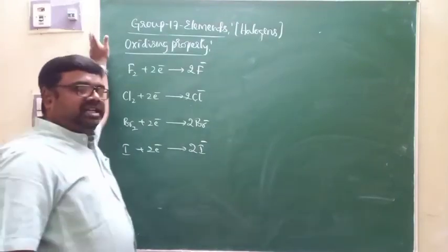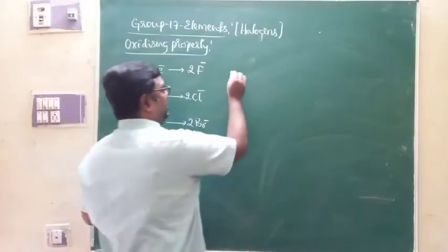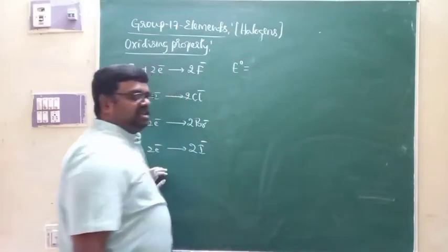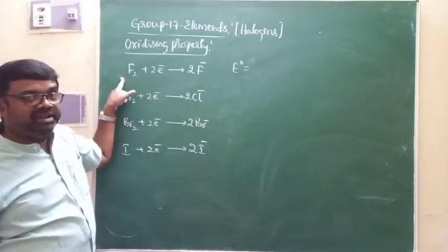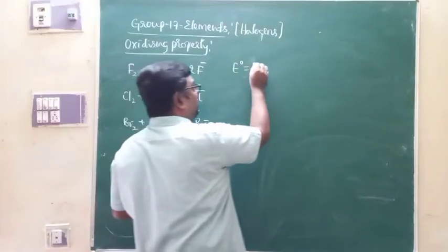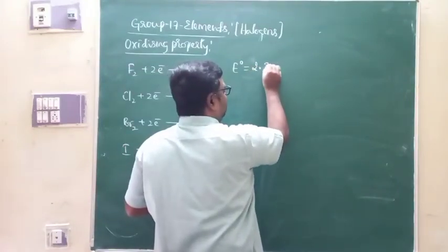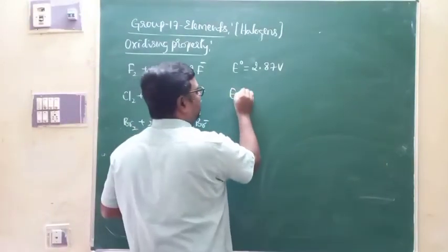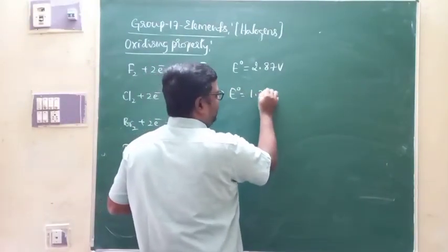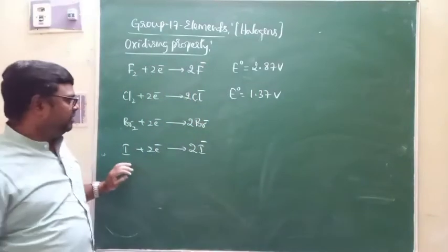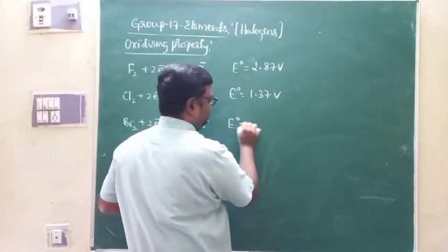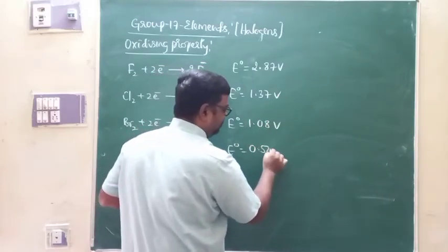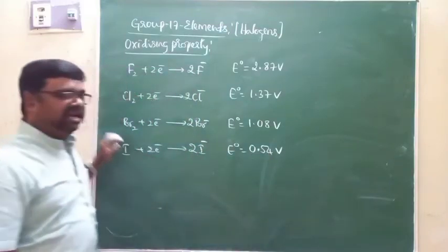Anything that undergoes reduction is a very good oxidizing agent. That ability to undergo reduction will be decided by the SRP values, that is, the reduction potential values. The reduction potential of fluorine is 2.87 volts. For chlorine, it is plus 1.37 volts. If it is bromine, its E0 value will be 1.08 volts. If it is iodine, it will be 0.54 volts. These are the reduction potential values.